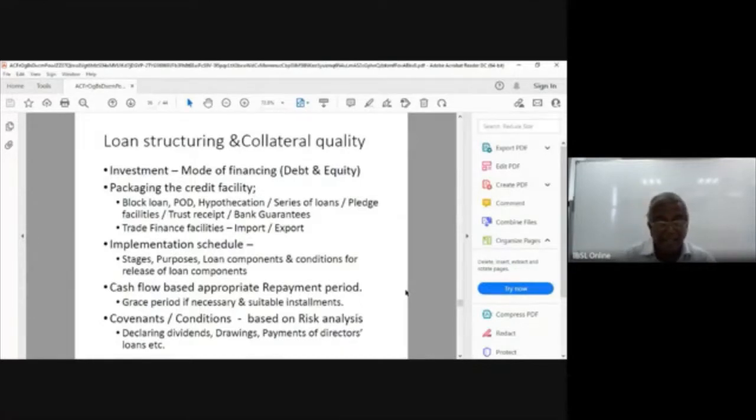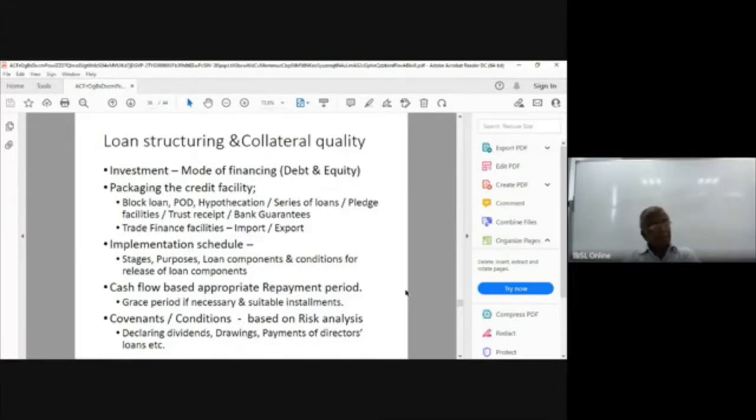Sometimes if the customer is purchasing raw materials or packing materials or anything else locally, and if it is acceptable, you can consider bank guarantees, trade guarantees you can give. So depending on the import, export, trade finance facilities for the import and for the export. Among the available credit facilities from your bank, your institution, you must give a suitable credit facility to meet the customer's request. That is credit packaging the credit facility.